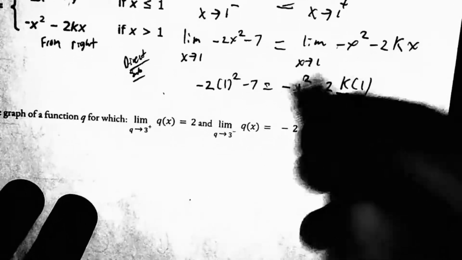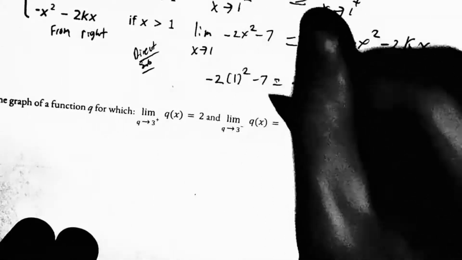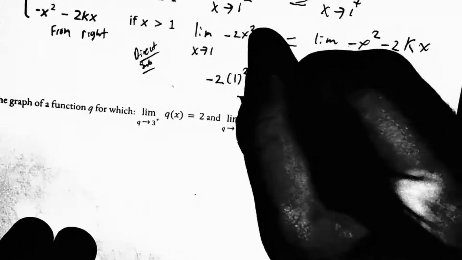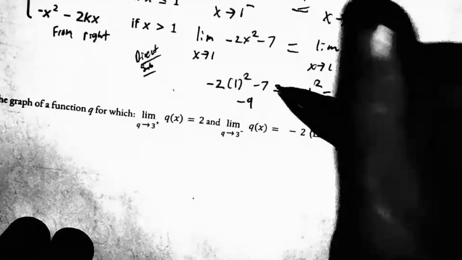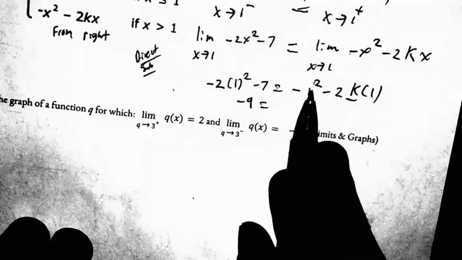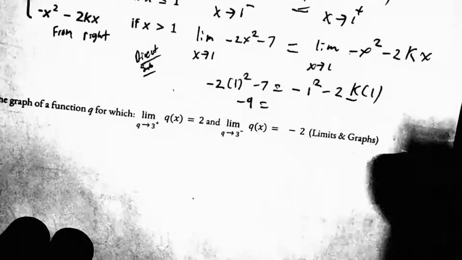Okay, so let's simplify here. This is just -2 minus 7. 1 squared is 1 times -2 is -2. -2 minus 7, that's -9, equals -1 squared. So 1 squared is 1. Take the negative, it's -1 minus 2k.